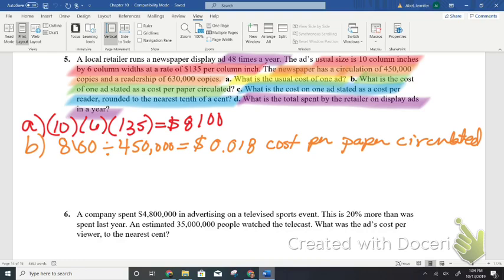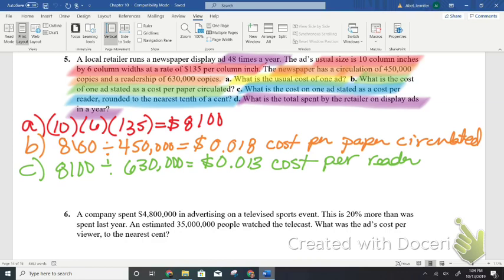Next, we're asked to find the cost per paper circulated. So we take our total cost of $8,100 and divide that by the 450,000 circulated copies of the newspaper, and it works out to just under 2 cents per newspaper.